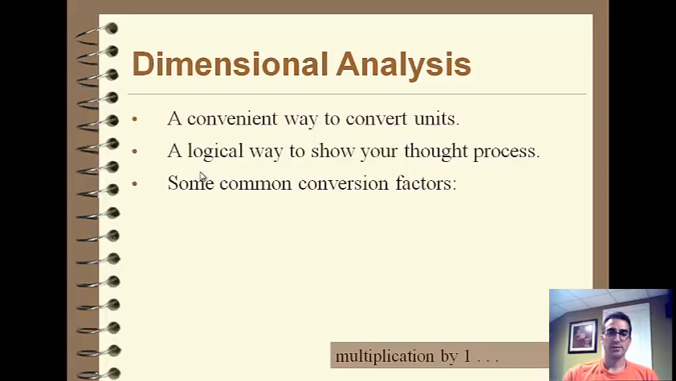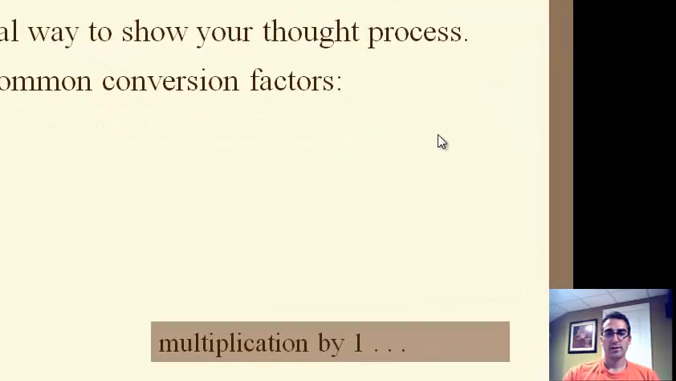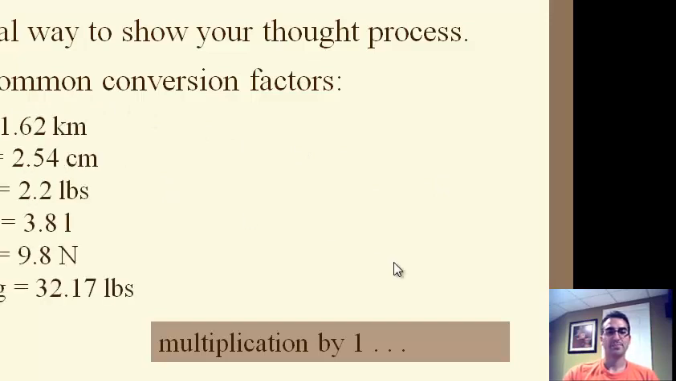So dimensional analysis is a way to convert units, and you need to have a way to set up a problem so that we can see the progression of the units and how they're converted. And here are some common conversion factors to help you out in that. For example, 1 mile is 1,609 meters, or 1.609 kilometers. We round it, it could be 1.62 kilometers as well. 1 inch is 2.54 centimeters.